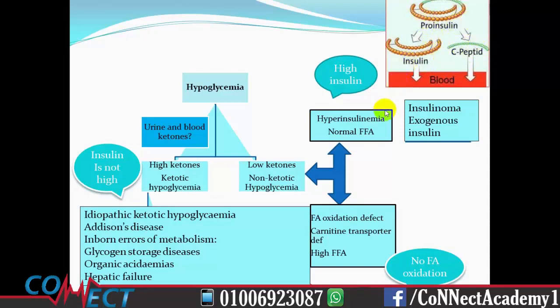While exogenous insulin comes already active without its C-peptide part. So to know the source of insulin, we just measure the C-peptide portion. If the C-peptide is high, it's an endogenous source, like an insulinoma of the pancreas. If there is no C-peptide in the circulation, the source of insulin is exogenous insulin. This child is injected with insulin.